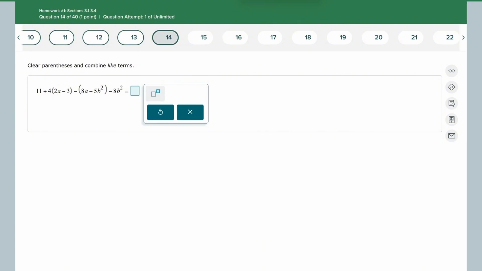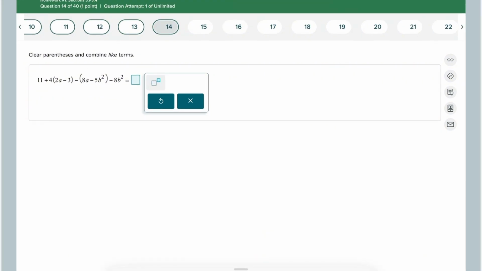This one is a little longer, so I will do this one by hand. I'm going to use black here. So 11 plus 8a minus 12, I'm distributing, minus 8a plus 5b squared minus 8b squared. And then these two cross out. These two add together to be negative 1. And then 5b squared minus 8b squared is minus 3b squared. Sometimes I yell out the answer before I get there. And then you just type that in.